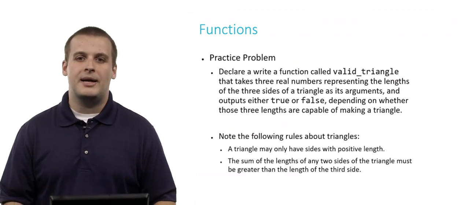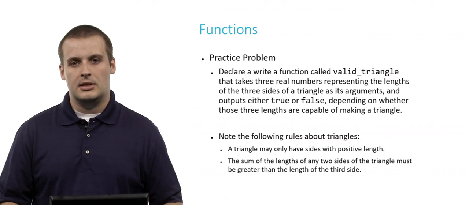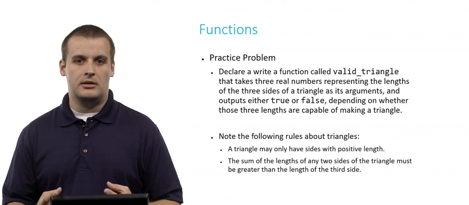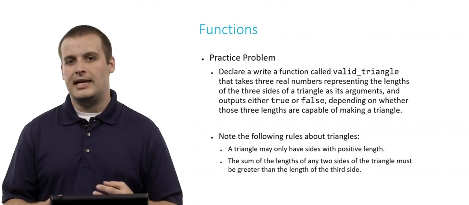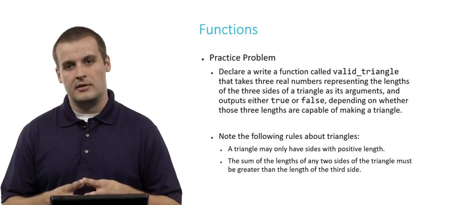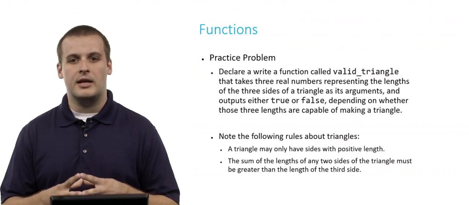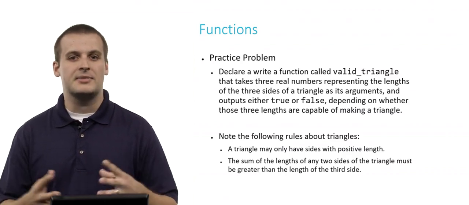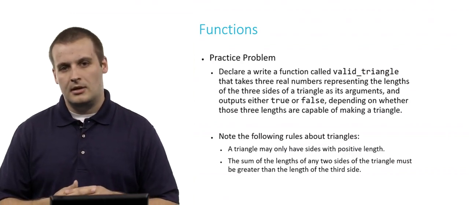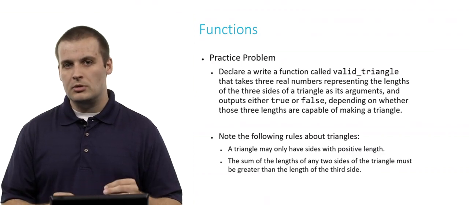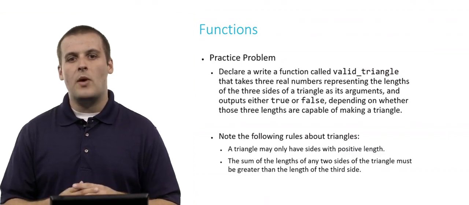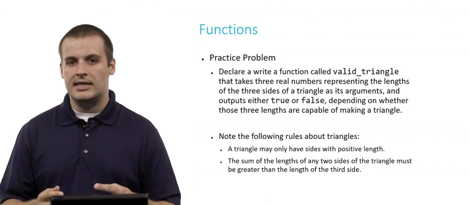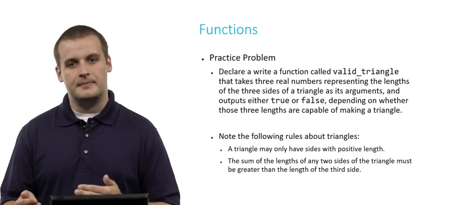Let's conclude this section by tackling a practice problem. So here's the problem laid out. I want you to write a function called valid triangle. What this function should do is take three real numbers that represent the lengths of the three sides of a triangle as its parameters, or its arguments, or its inputs, another set of synonyms that you might encounter. This function should either output true or false, depending on whether those three lengths are capable of making a triangle. Do you remember the data type that we used to indicate true or false?